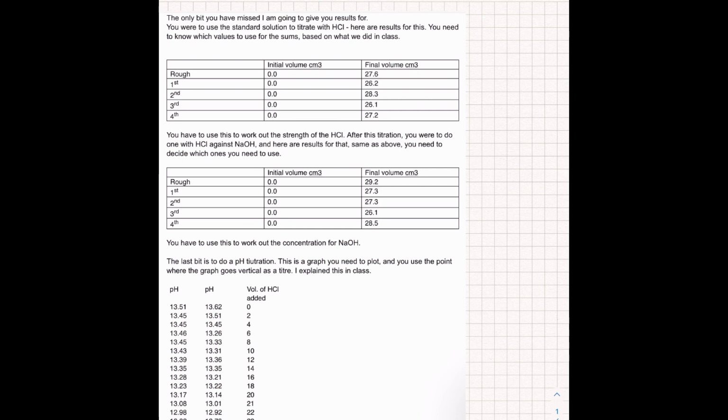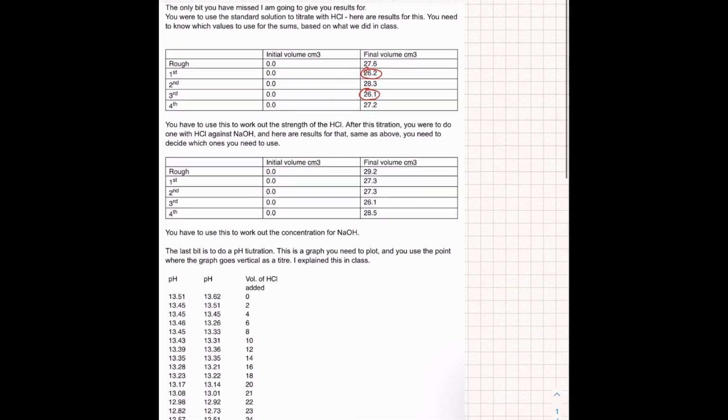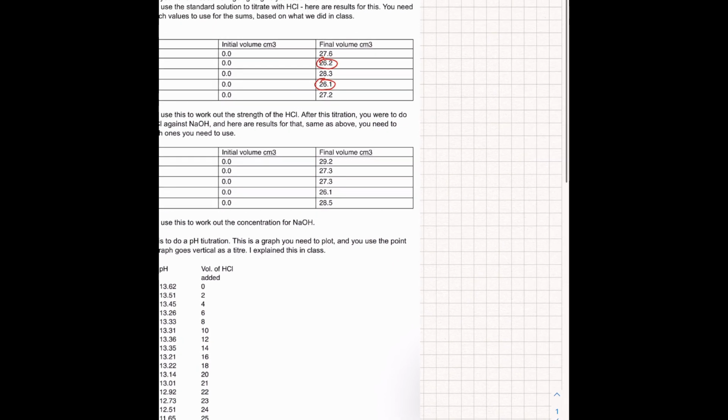To decide which results to use in this table, you have to pick results that are within 0.1 of each other, and you use the word concordant to describe those results. Looking at the data you've got, I can see that one and that one are both within 0.1, so they're the ones I would use to work out the average volume added.